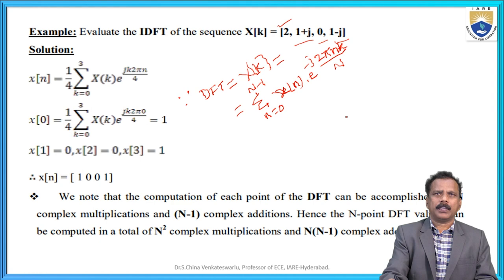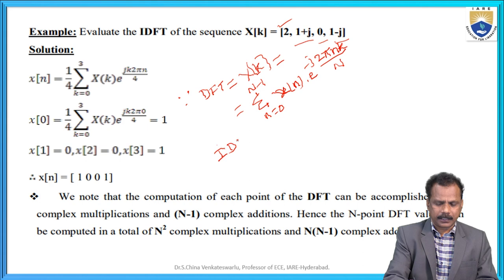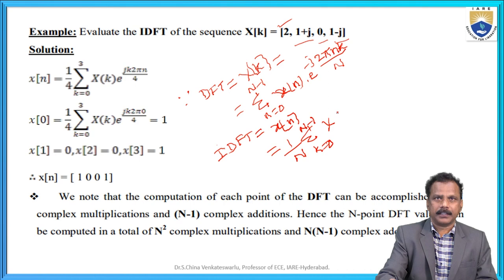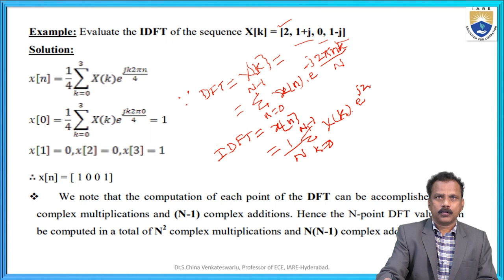Here N is 4. The inverse of the DFT is the IDFT, the inverse discrete Fourier transform: x of n is equal to 1 by capital N, the summation k equal to 0 to N minus 1 of X of k, the DFT, into e power j 2 pi n k by capital N. Previously it was minus j, here it is plus j.